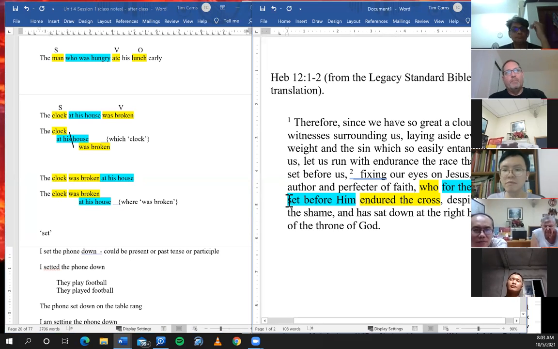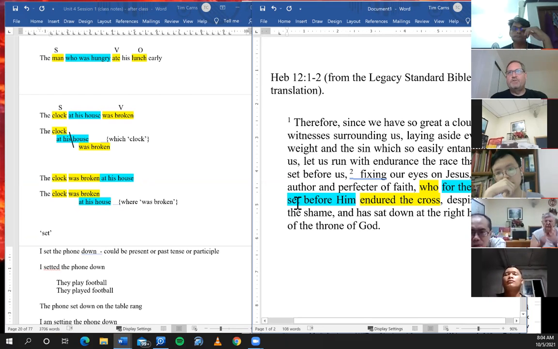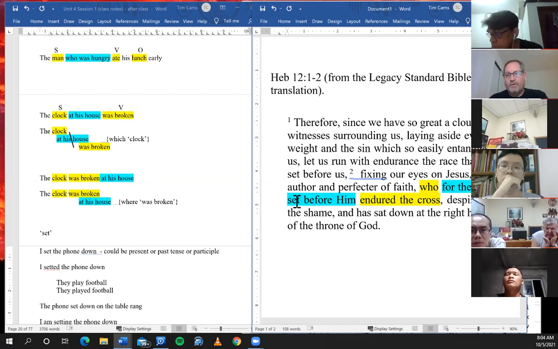So yeah, this is just one of those special cases that you just need to know about this particular word set. There's not too many like that in English that I remember, where the verb can look the same in past tense or present tense or participle. So when we diagram it, can we treat it as participle? Yes, it modifies joy. It's describing which joy. The joy set before him.